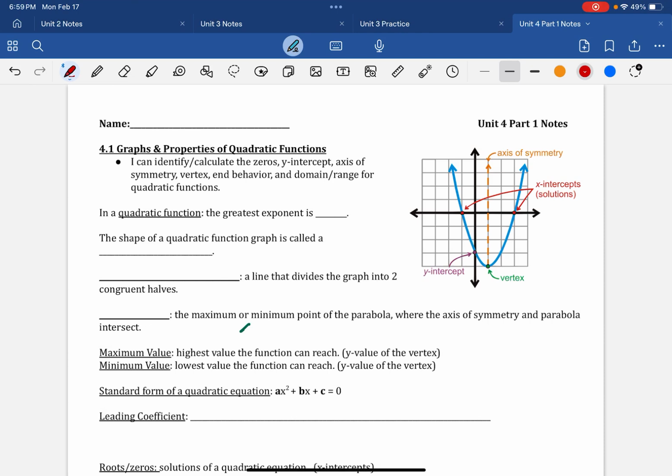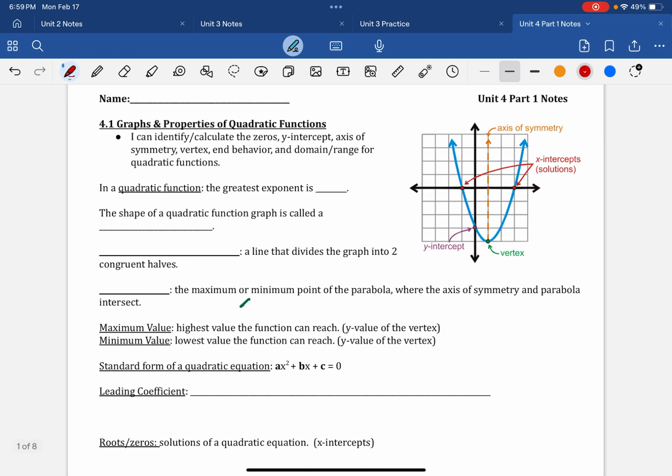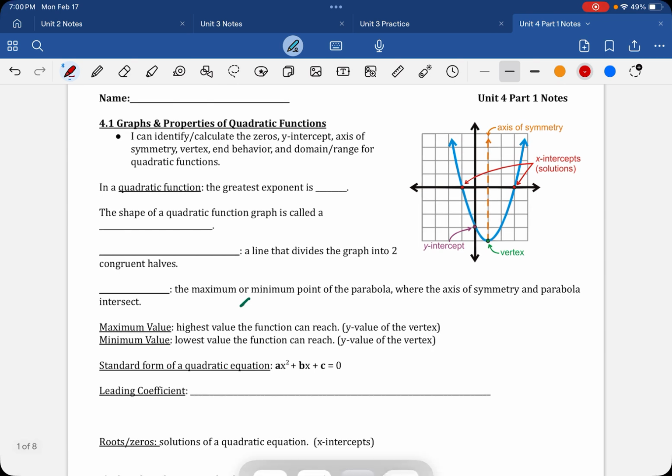All right, 4.1 is going to be broken up in about 4 or 5 videos, and we start off with just some terminology because Unit 4 is going to take us to the end of the term, and everything we do is going to deal with what we call quadratics. Now, in quadratics, the biggest exponent is going to be a 2. So this 2 is considered the degree of the function.